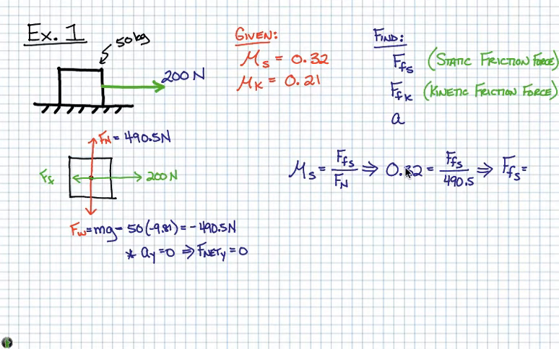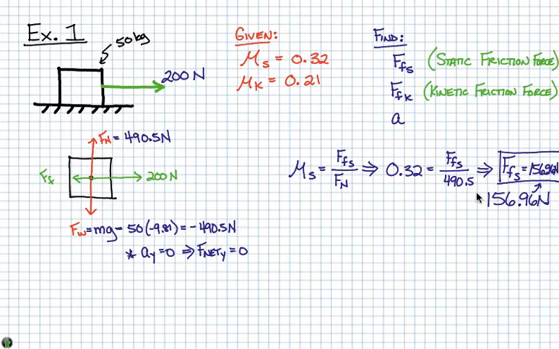With some basic algebra, we should be able to figure out that the static frictional force will be 490 times 0.32, which should give us 156.96 newtons. That is the static frictional force that must be applied in order to set this object in motion. That's a little bit hard to see. I will rewrite it down here, 156.96 newtons.